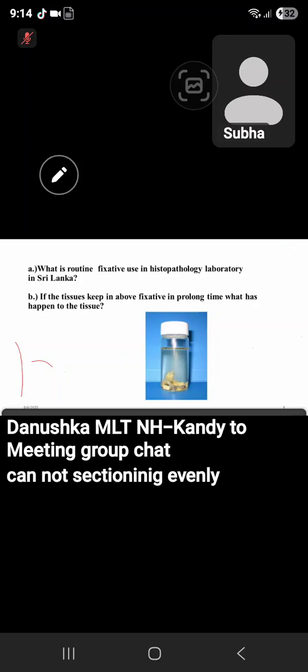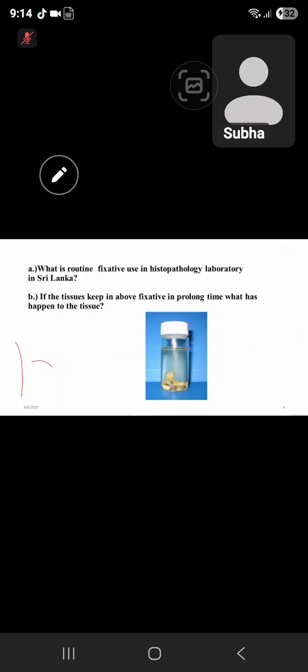Cannot section evenly. Actually, the fixation effect carries through every process, the microtomy and staining. So how do you check the quality of fixatives? It's a quality control measure. So how do you check the quality of 10% formal saline?